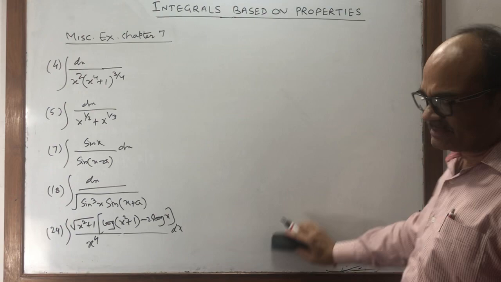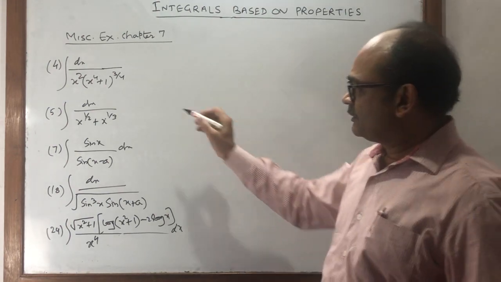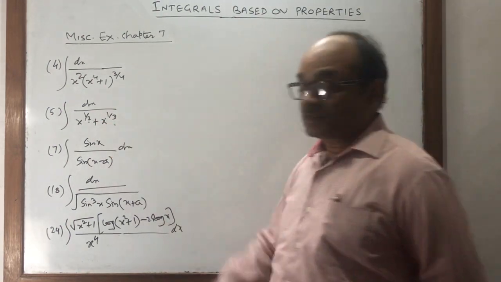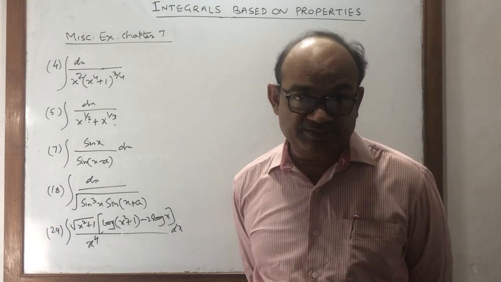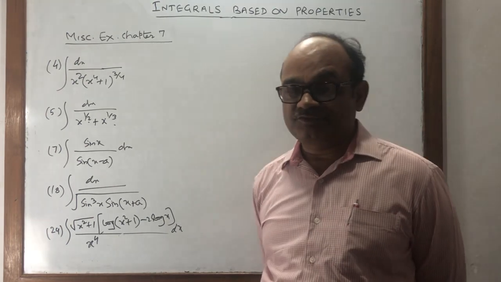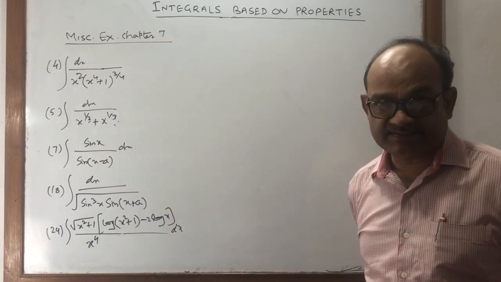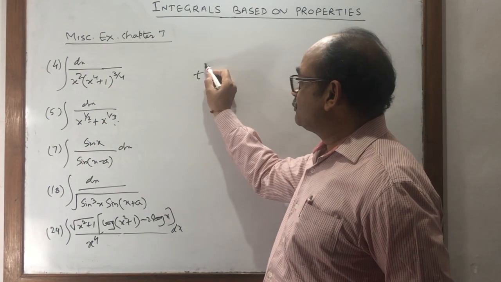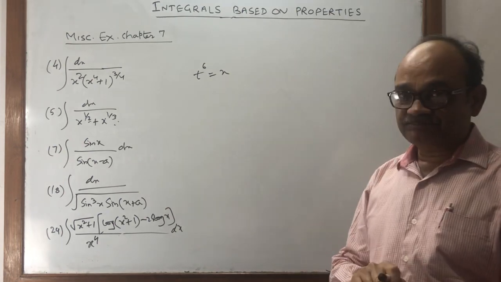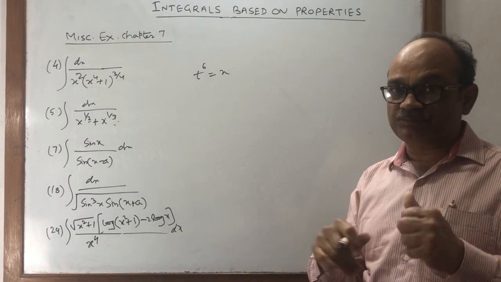These are simple questions just for revision. But this one is different. Power is 1 by 2 and 1 by 3. Fractional powers. We want to take the LCM of 2 and 3, that is 6. So we suppose t to power 6 as x. For every x we are writing t to power 6.